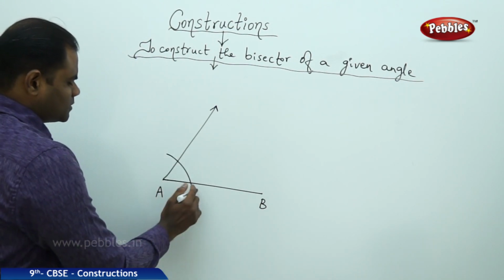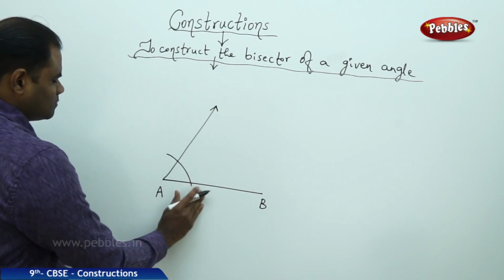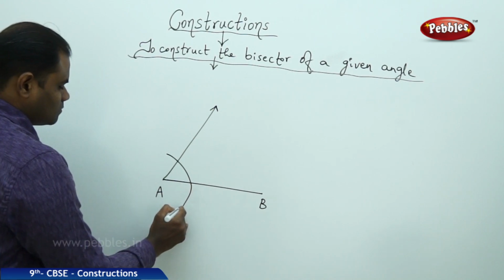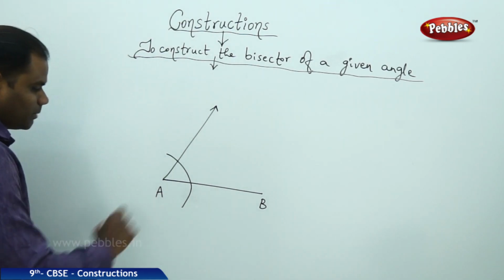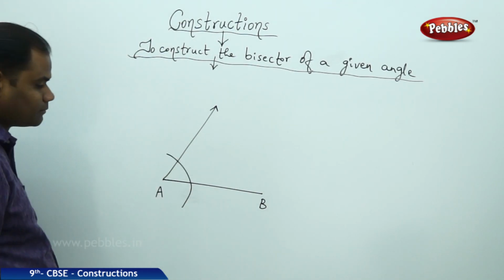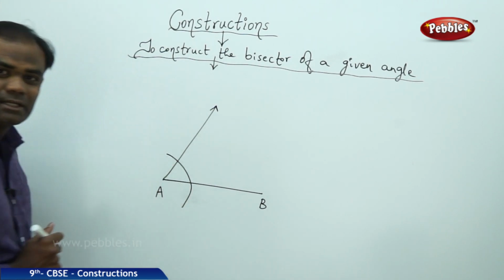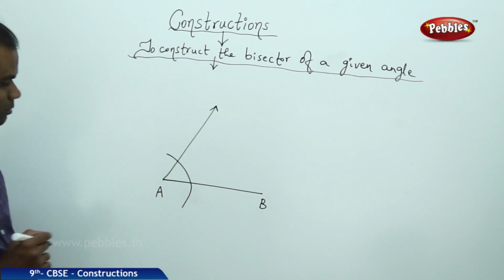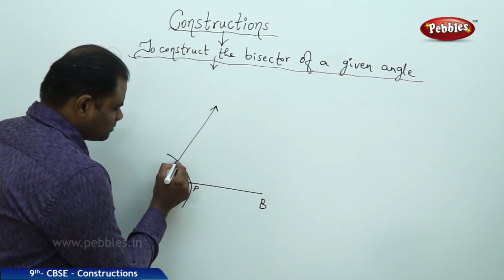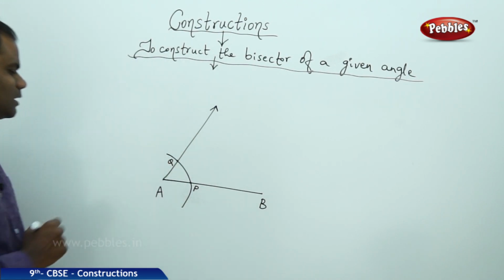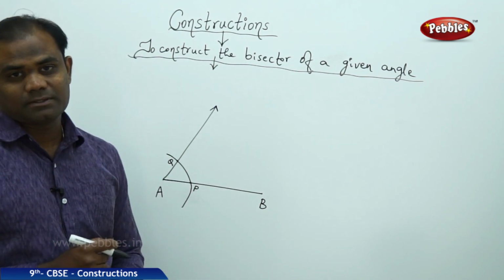Any arc of suitable radius. So take a compass and draw an arc. Now from the arc we clearly see that this arc cuts the two lines at 2 points, say P and Q. So let me mark this with P and let me mark this with Q.